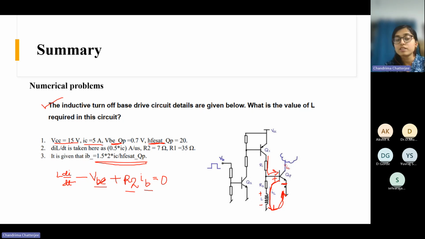Then you can find out what will be the L value, right? Can some of you calculate what will be the L value? Anyway, I think you can calculate later also. So you understood, right? What will be the process? Just apply KVL here and then you can find out the L value. All the other things are provided here. Okay.